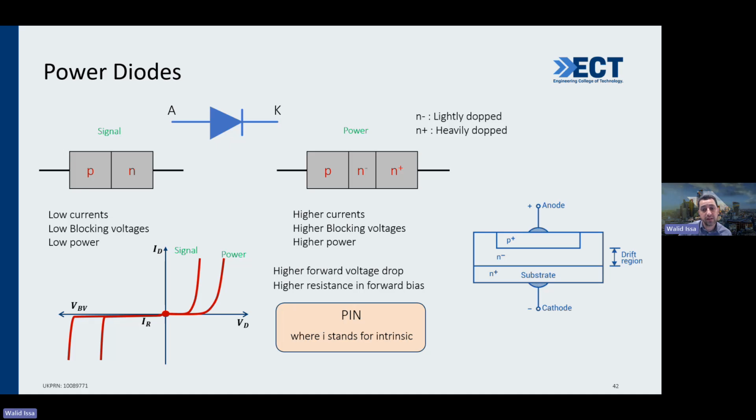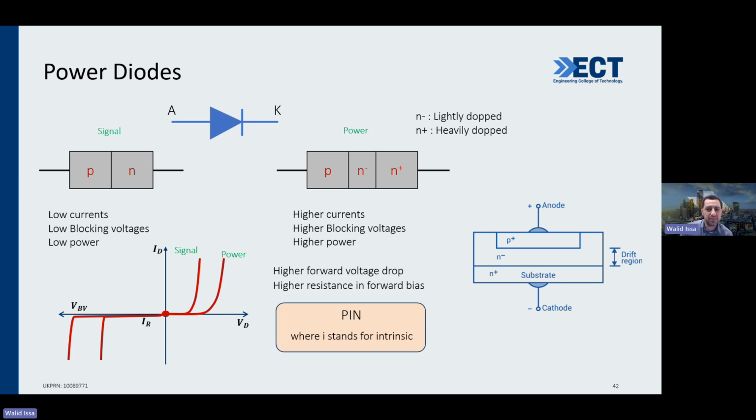Power diode is another diode, p-n junction, but they have inserted also another layer of doped n-type material. So the signal diode is p-n junction, but the power diode is p-n junction where the n region is thicker, because they have highly doped material and lightly doped material.